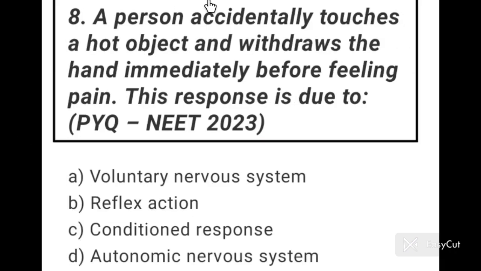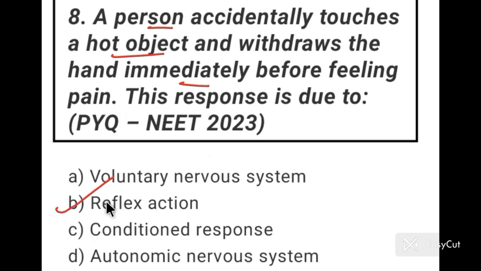Question number 8. A person accidentally touches a hot object and withdraws the hand immediately before feeling pain. This response is due to. A person accidentally touched a hot object, then immediately withdrew the hand before feeling pain. Okay, so this response is due to.